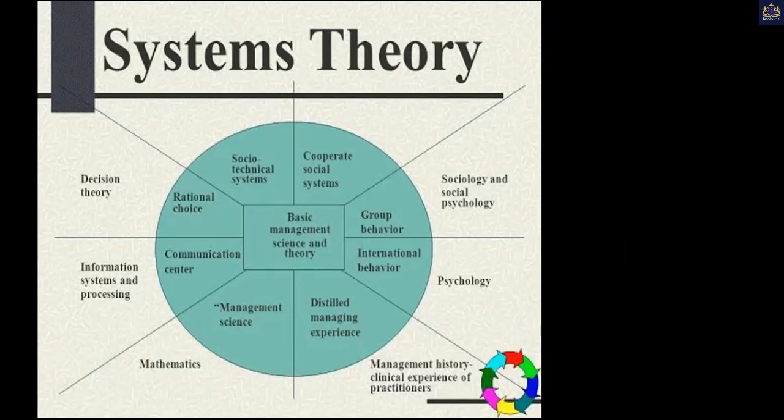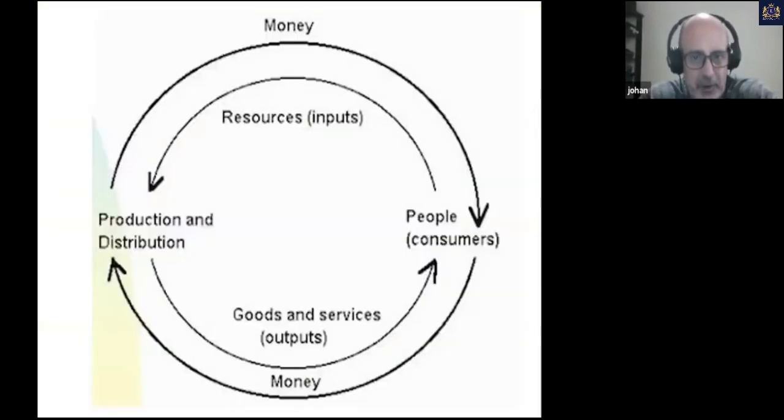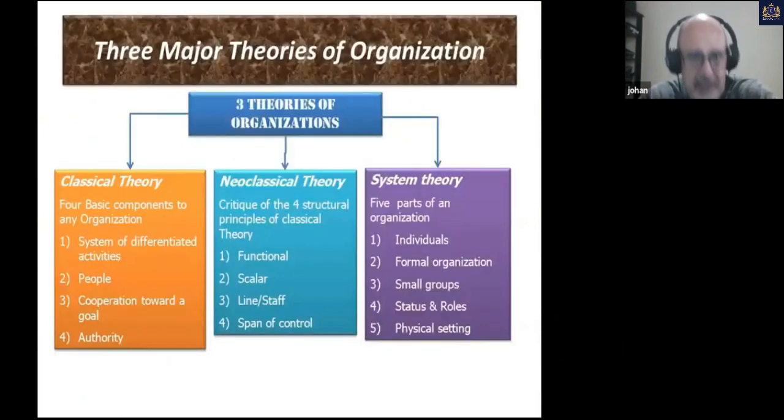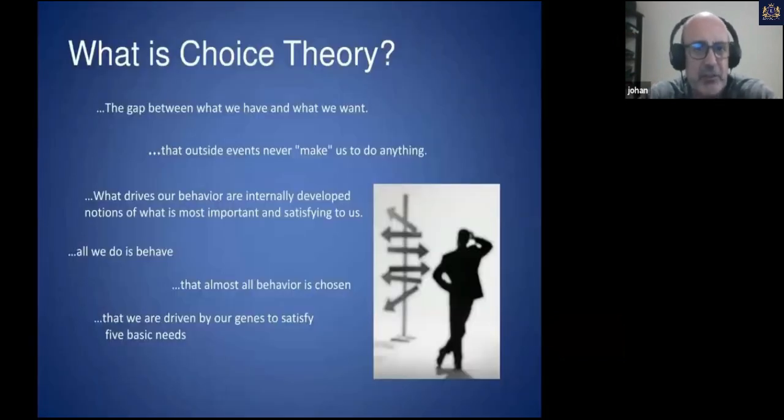So with all these theories, coming back to our supply and demand theory, back to my classical theory, my new classical and my systems theory, people still have a choice. So then we call it the choice theory. In this choice theory, there's a gap between what we have and what we want.